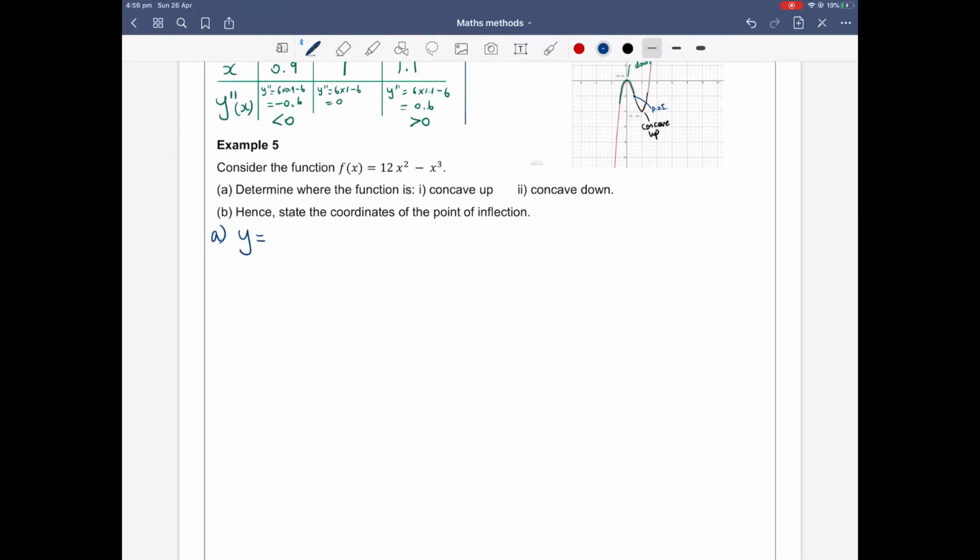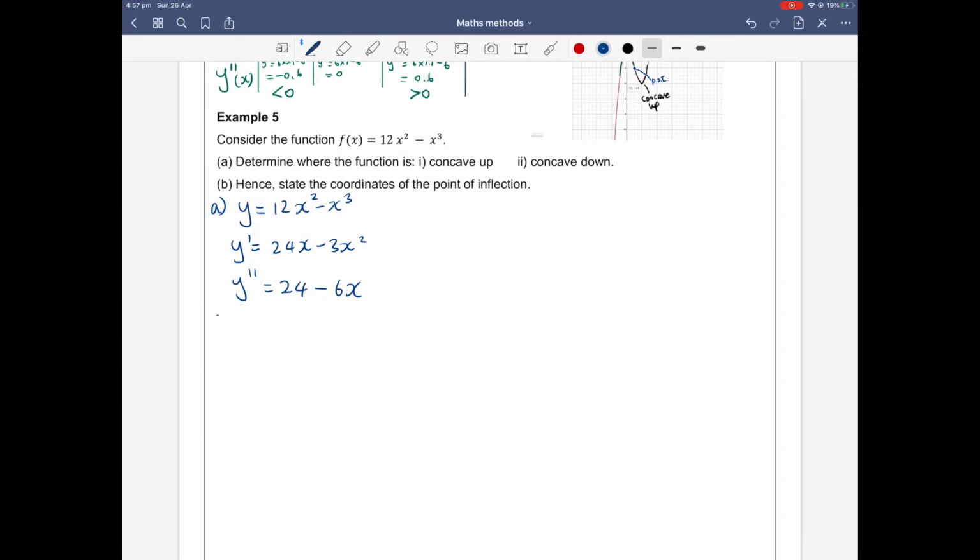Alright, so I'm going to write down my function. I'm going to write y equals 12x squared minus x cubed. To check concavity, we need the second derivative, because the first derivative gives us gradient. The second derivative gives us the rate of change of gradient, which is what concavity is, where the gradient's increasing or the gradients are decreasing. So we need to find the first derivative. So y dash is 24x minus 3x squared. Differentiating the first derivative, the second derivative is 24 minus 6x.